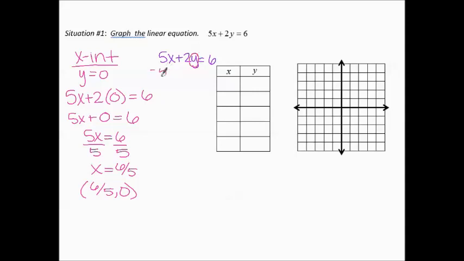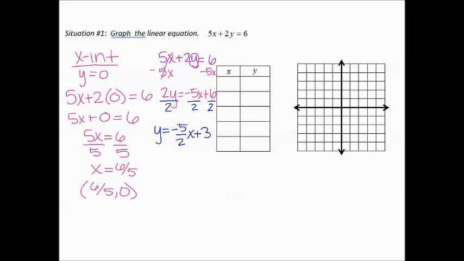I want to subtract 5x from both sides first. I get 2y equals negative 5x plus 6. Divide both sides by 2. I'm left with y equals negative 5 over 2 x plus 6 divided by 2, which is 3. Now I've got this equation as y equals negative 5 over 2 x plus 3.